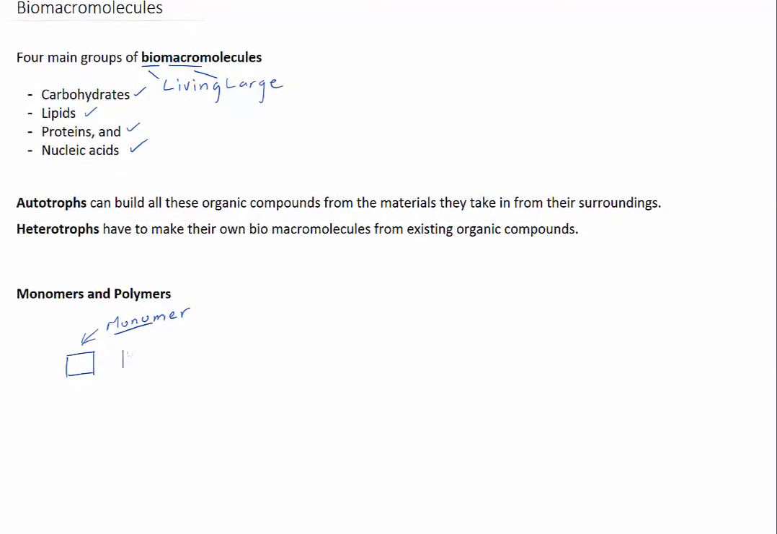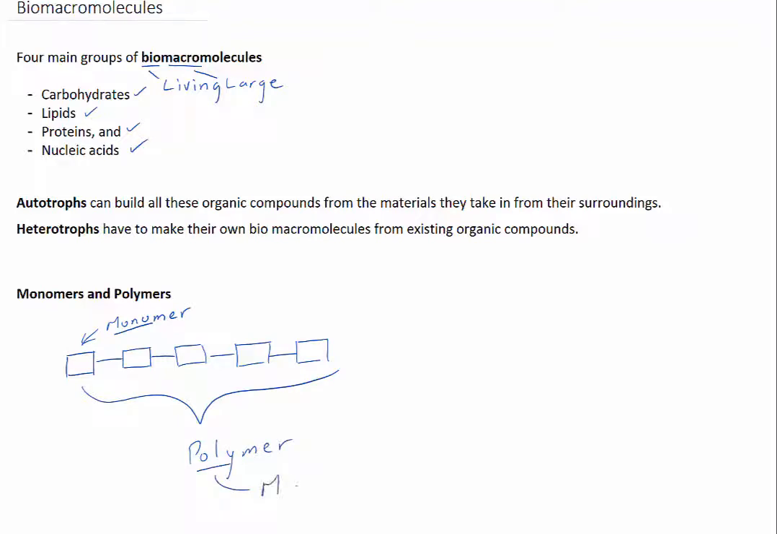Now if you were to get another monomer and join it to that first monomer and keep doing this in a chain, you end up with a polymer, where poly means many. And this is true for all of the biomacromolecules: carbohydrates, lipids, proteins, and nucleic acids. So if you learn about the base unit, or the monomer, for each of these biomacromolecules, it makes it a lot easier to understand the polymer that they form.